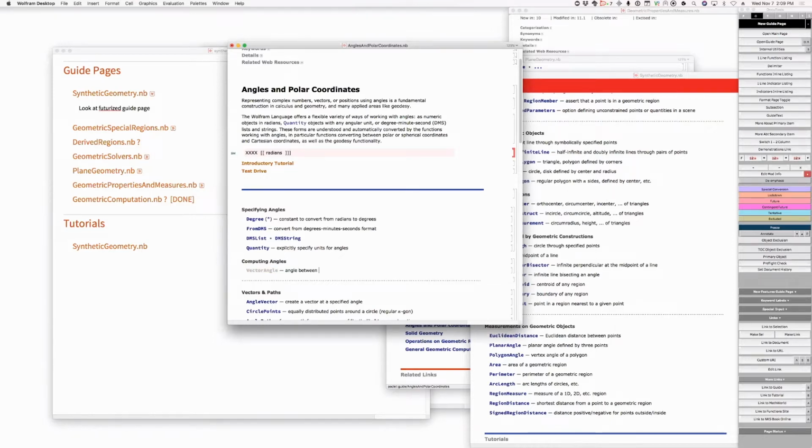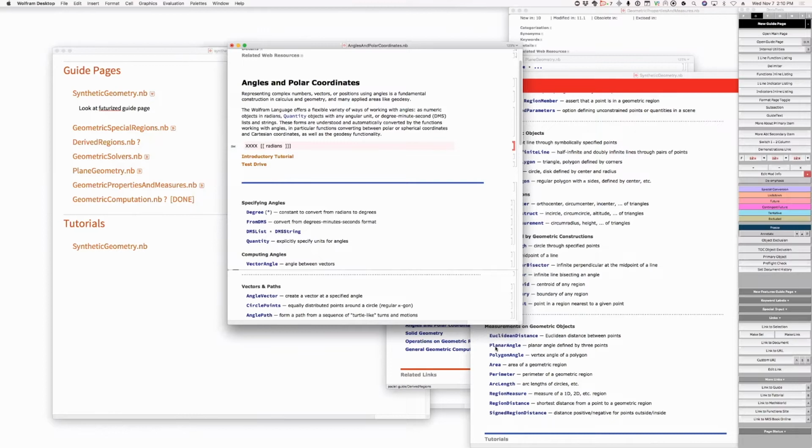Angle between vectors. And vector angle isn't in synthetic geometry because it doesn't really make sense there. Right, I actually have support for it. Oh, you mean in the page? Sorry. Yeah, okay.